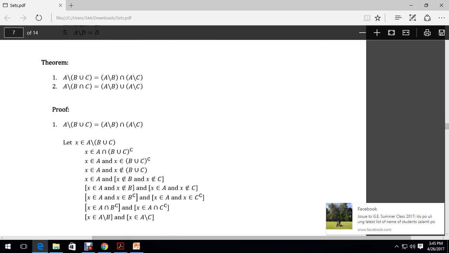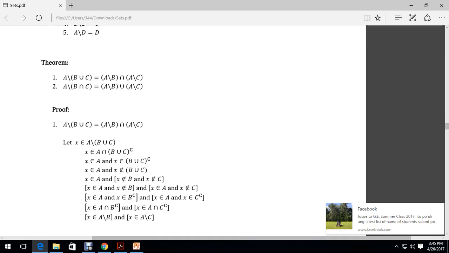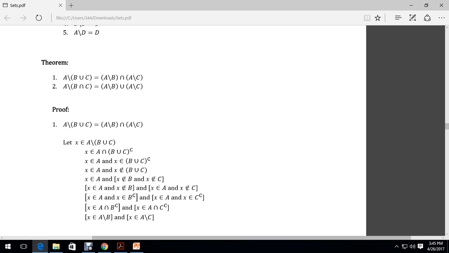Okay, so let's consider the following theorems also. Take note of the equality of these operations. You have the relative complement of B union C with respect to A. What happens here is that if you distribute the operation of the relative complement between B and C, splitting B and C, the operation of the union becomes an intersection and vice versa. The operation of intersection becomes the union.